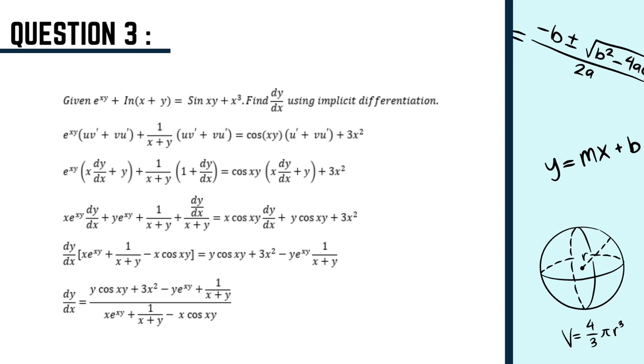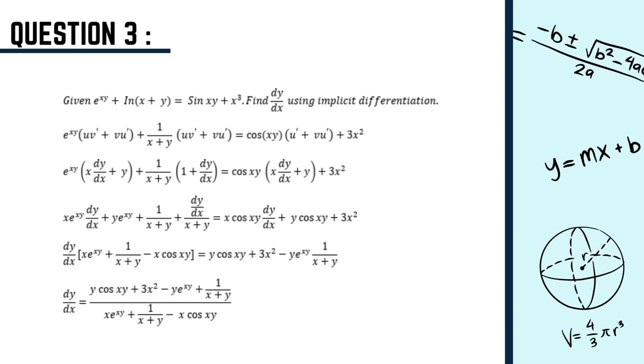Next, we differentiate the natural logarithm of x plus y. The derivative of natural logarithm of x plus y is 1 over x plus y multiplied by the derivative of x plus y. The derivative of x plus y is 1 plus the derivative of y with respect to x. Now, we move to the right hand side.